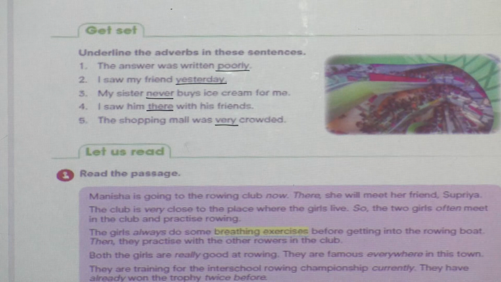Okay, now let us read. Read the passage. Manisha is going to the rowing club now. There she will meet her friend Supriya. The club is very close to the place where the girls live. So, the two girls often meet in the club and practice rowing. The girls always do some breathing exercises before getting into the rowing boat. Then, they practice with the other rowers in the club. Both the girls are really good at rowing. They are famous everywhere in this town. They are training for the International Rowing Championship currently. They have already won the trophy twice before.